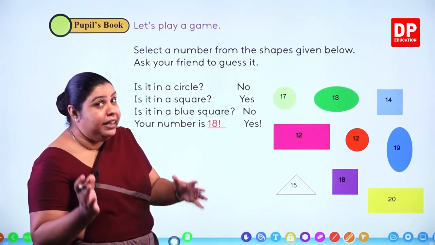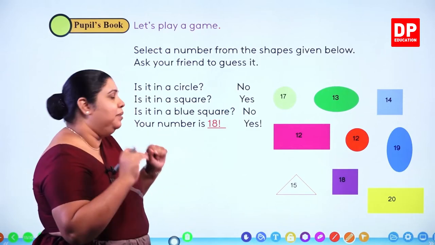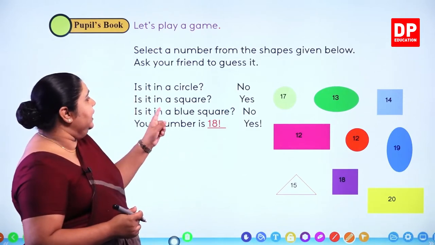Right? Now, but my number is number 12 and I have already selected that. Let's see what the book says. Is it in a square?